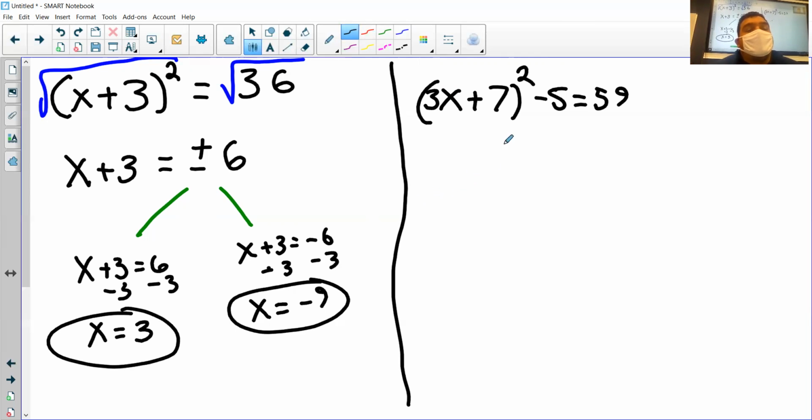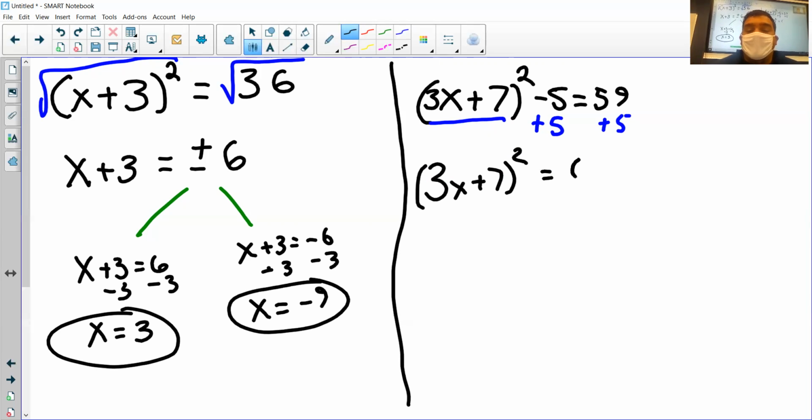Okay, so this one, next level. What we have here, we have a bunch of stuff inside the squared. But we need to get the squared part by itself before we square root, or we're gonna have an awkward situation. So we're gonna plus 5 on both sides. We're gonna do everything we could do to get the 3x plus 7, or whatever's inside the parentheses, by itself. Kind of like how you would do normally with any other variable. So 3x plus 7, all that squared is gonna equal 64. And then the square root's 8.